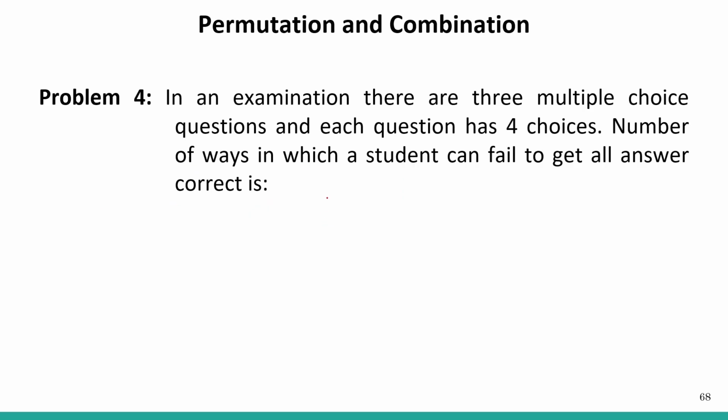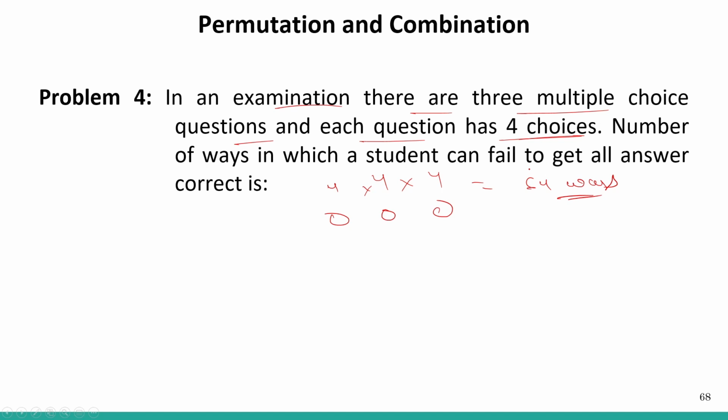Let's see problem number 4. In an examination there are 3 multiple choice questions, and each question has 4 choices. The question asks for the number of ways in which a student can fail to get all answers correct. First let's see in how many ways he can attempt all those questions. For each question he has 4 options. For this he has 4, for this he has 4. So total 4 into 4 into 4, that is equal to 64 ways to attempt these 3 questions.